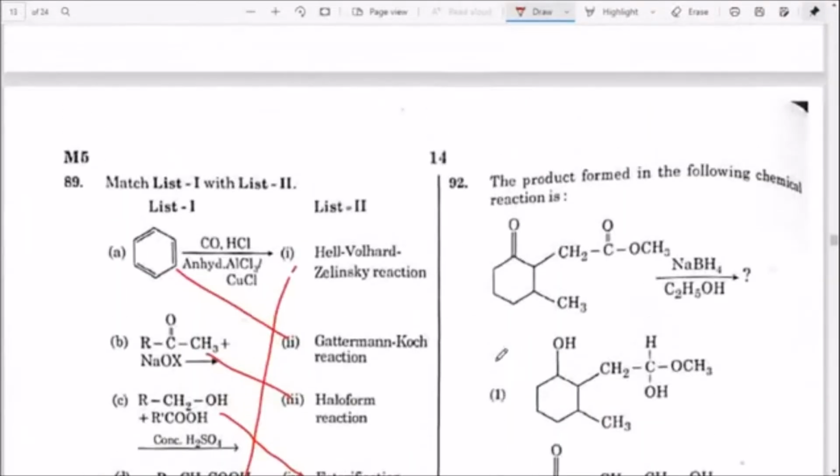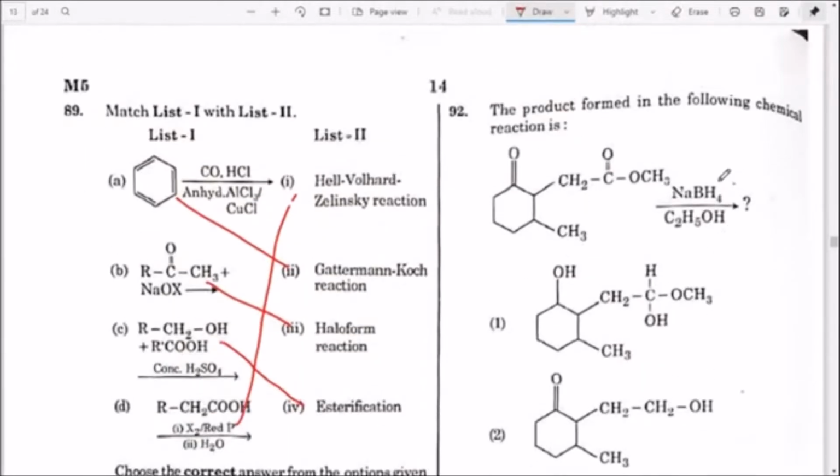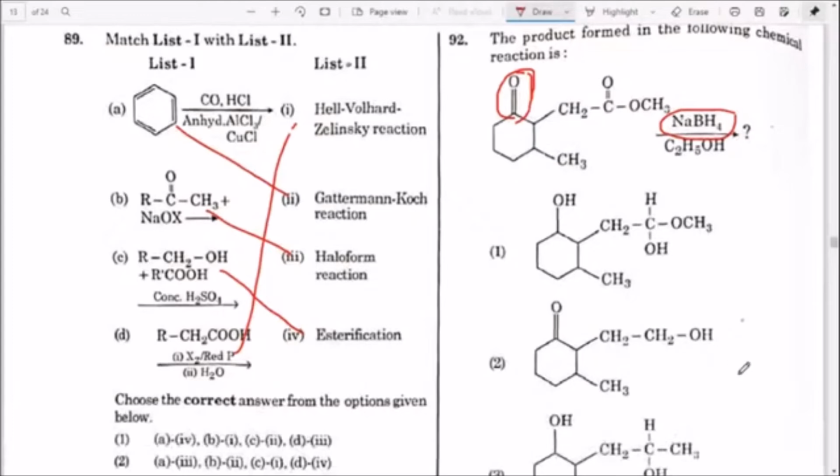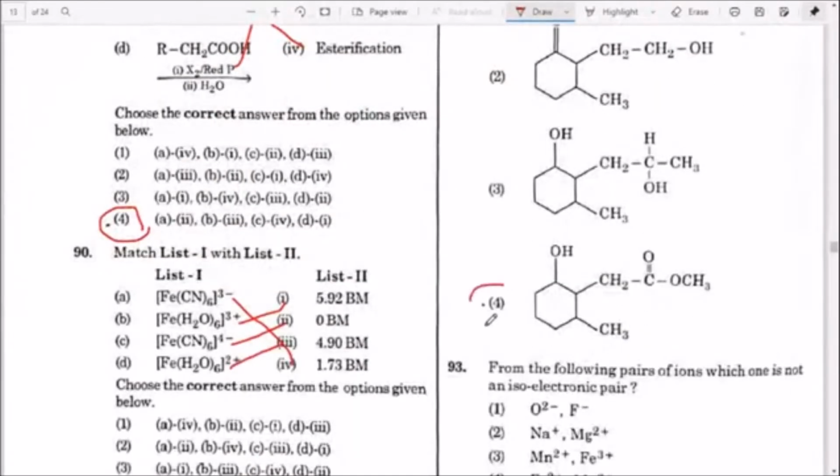Next, question number 92. The product formed in the following chemical reaction is, so it is a chemoselective reaction. Sodium borohydride exclusively or chemoselectively reduces this ketone, and esters are inactive. This ester is not going to be reduced. This ketone is going to be reduced to alcohol, but the ester is undisturbed. This is the alcohol, ester undisturbed. This is the option. Option number 4 is the correct option, students.